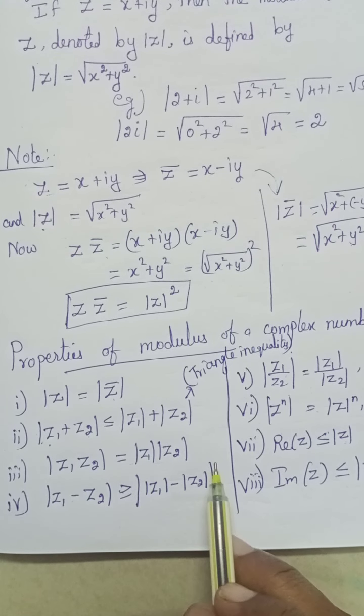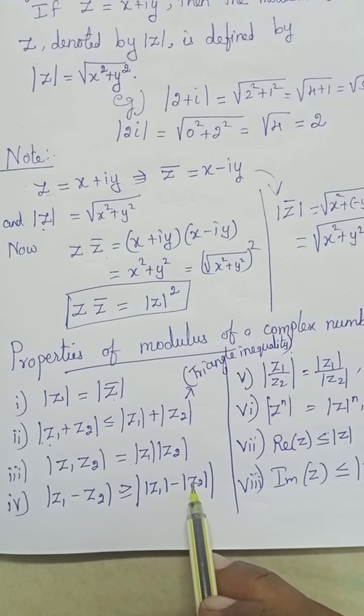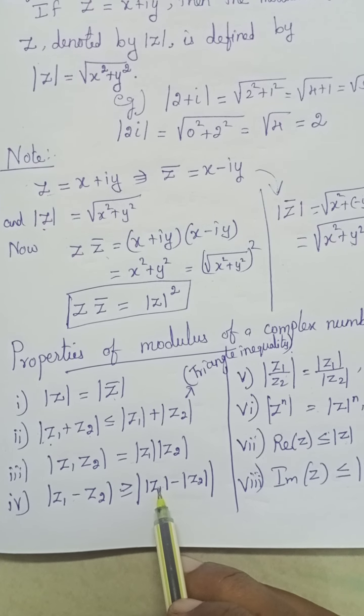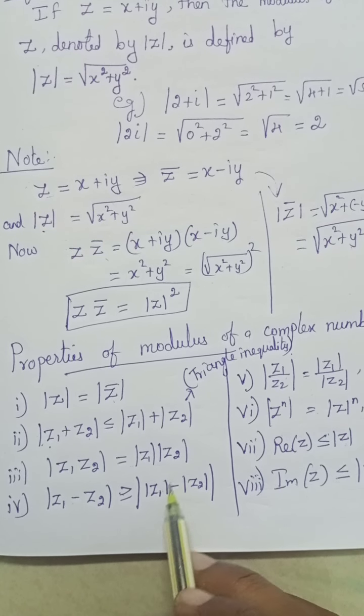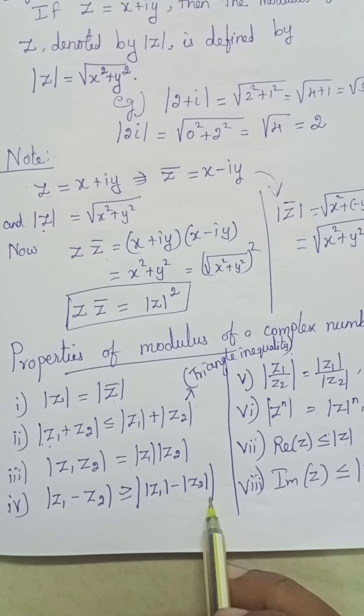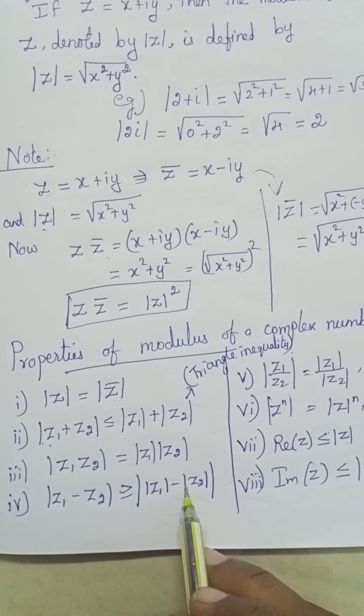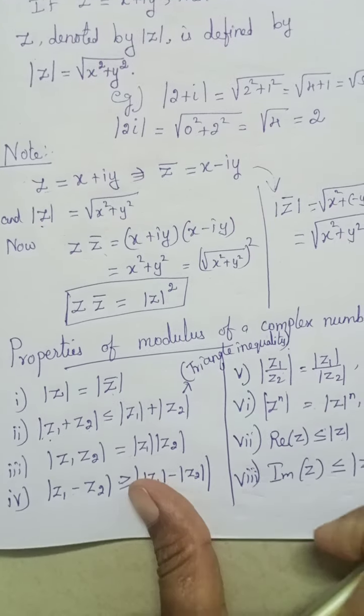Why is this modulus given again? Suppose modulus z2 is greater than modulus z1, we will get a negative value here. In order to make it positive, it is given as the modulus of modulus z1 minus modulus z2.